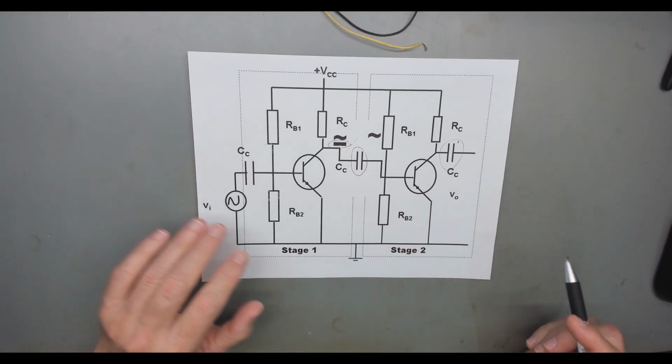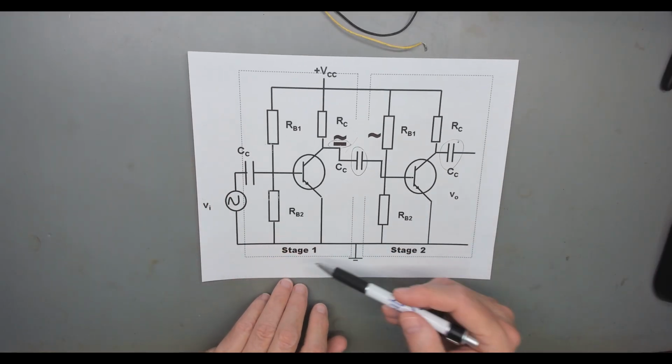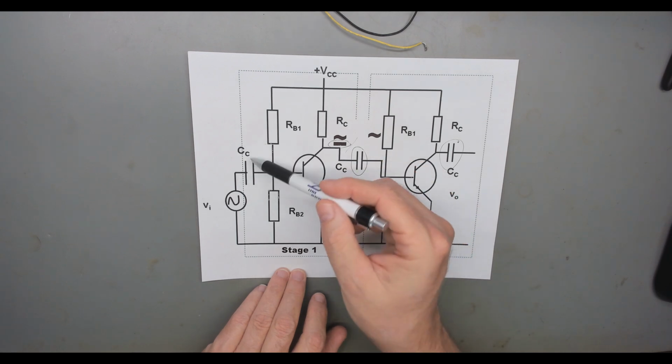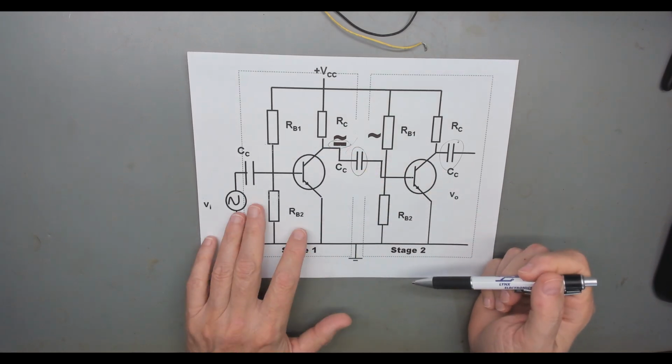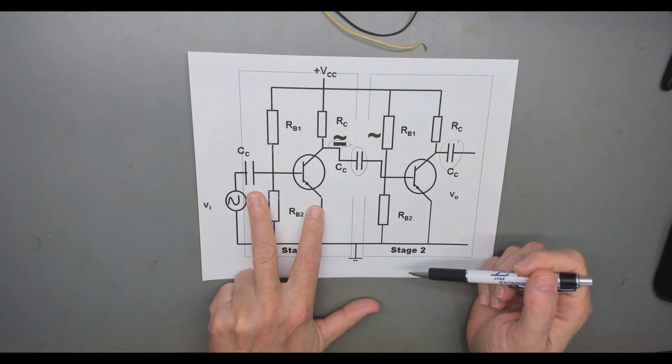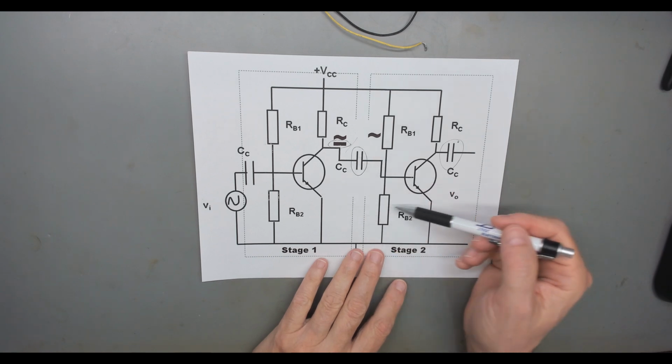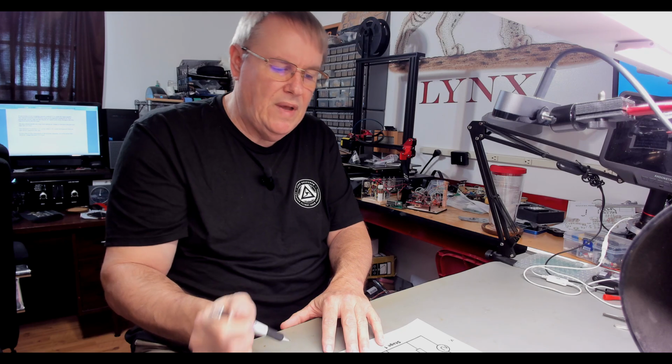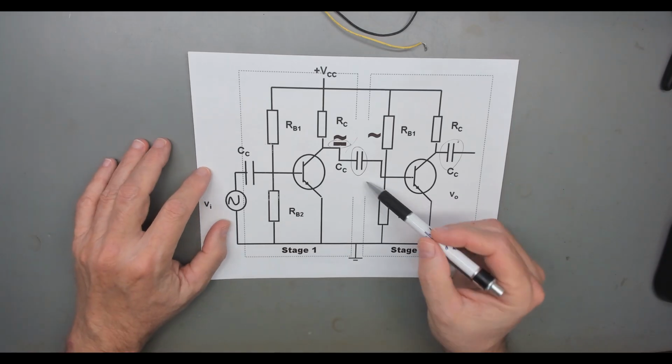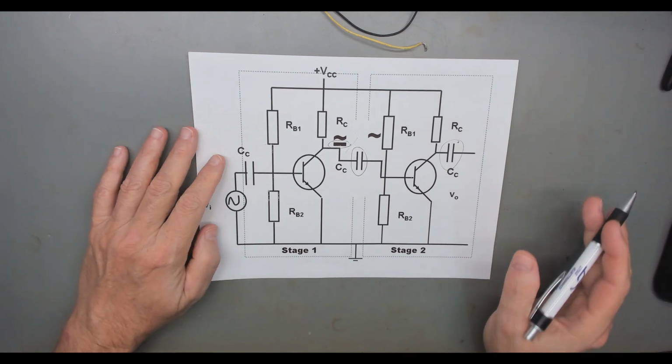So in this little diagram, you can see that we have a signal coming in and we have a CC, coupling capacitor, at the beginning of our amplifier. We have another one in between the two stages, and then we have a third one on the output. They're also called, as I said, DC blocking capacitors, because that's what they do.